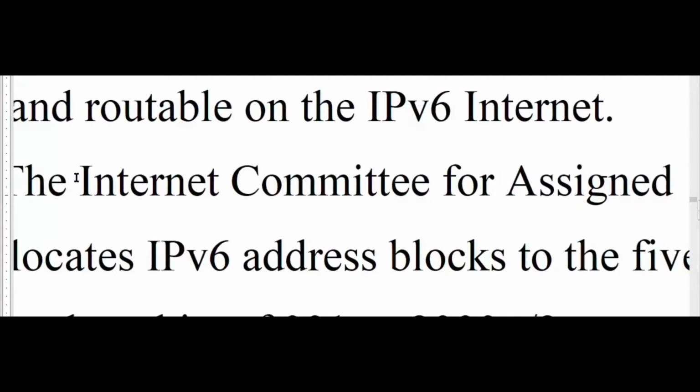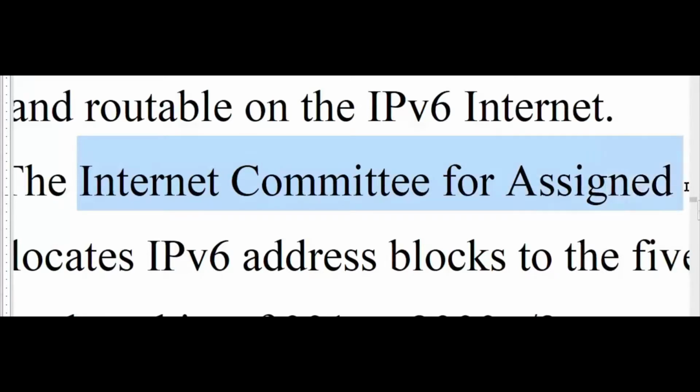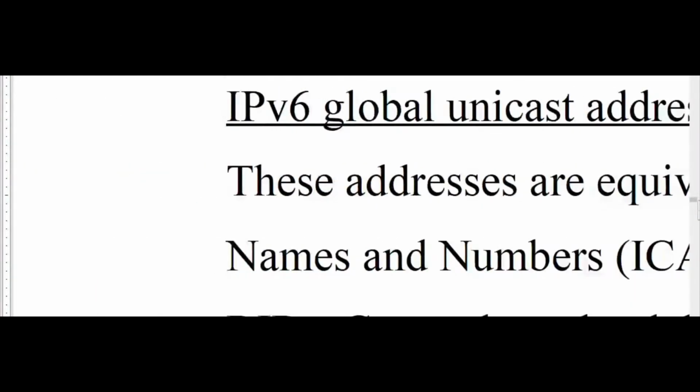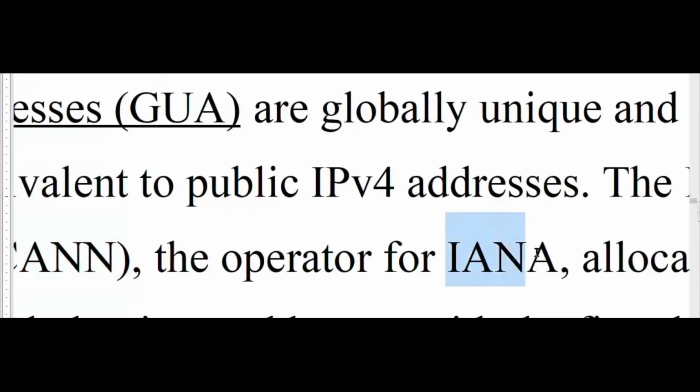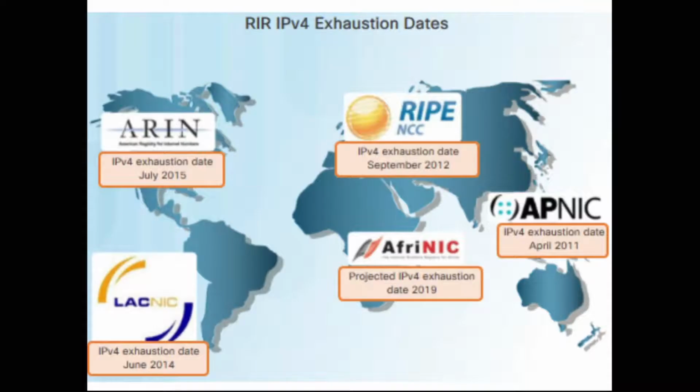Unique local addresses can be used for devices that will never need or have access from another network. The IPv6 Global Unicast Address, or GUA, is globally unique and routable on the IPv6 Internet. These addresses are equivalent to public IPv4 addresses. The Internet Corporation for Assigned Names and Numbers, ICANN, the operator for IANA, allocates IPv6 address blocks to the 5 RIRs.